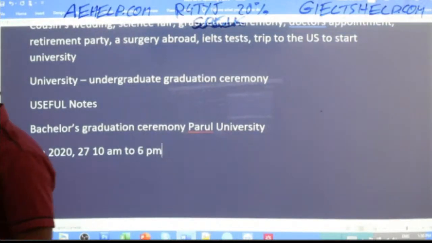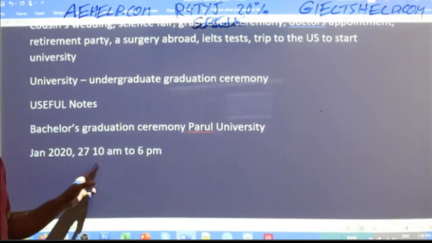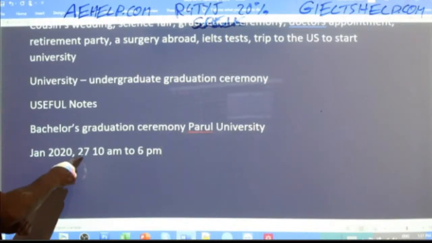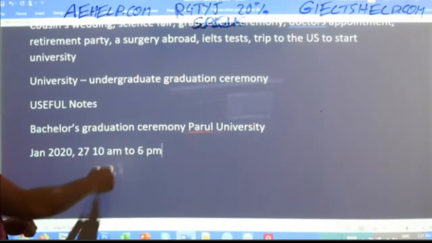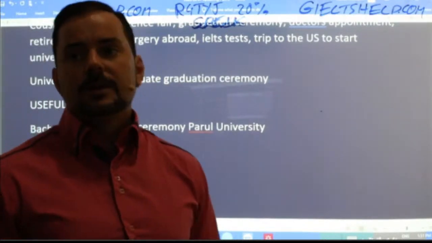So this is where writing down these kinds of quantitative details will help you a lot more than just doing January 2020. Because January 2020, you'll probably remember that. But saying something like the 27th from 10 a.m. to 6 p.m., that's where you're picking up the details, right? Okay.